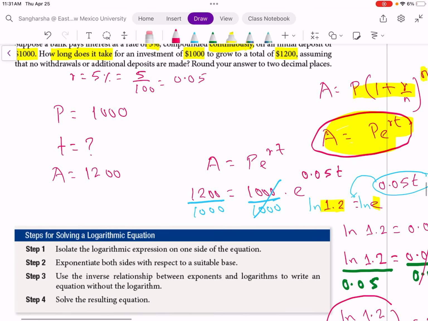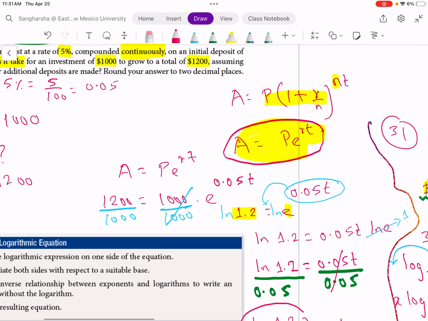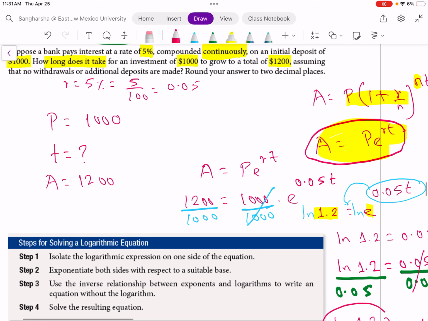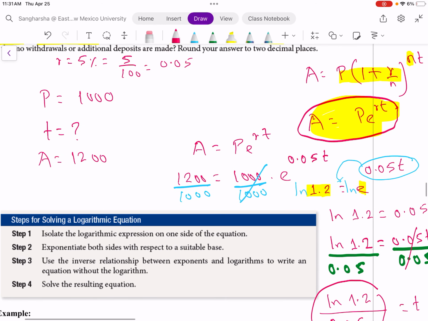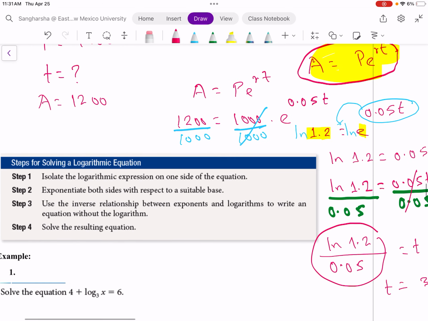Let me know if you have a question here. So you will be given these formulas. You don't need to memorize this, but you should know which one to use. And you should know what P, R, T, and A are from this kind of real life problems. Okay, this is about our exponential equations. Now the next equation type is logarithmic equations.